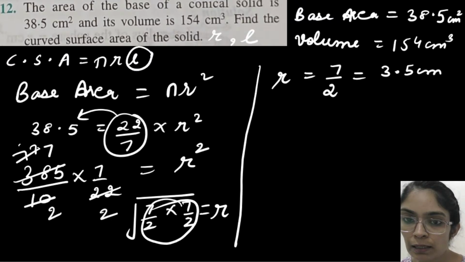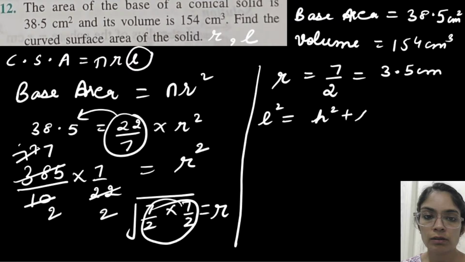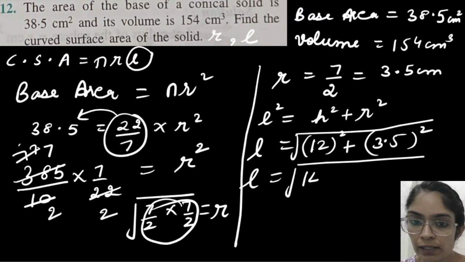We will make use of the formula. We know L square is equal to h square plus r square. Height we already found, that was 12 centimeter, and this is 3.5 centimeter. So under the root, L is equal to 144. 12 square is 144.